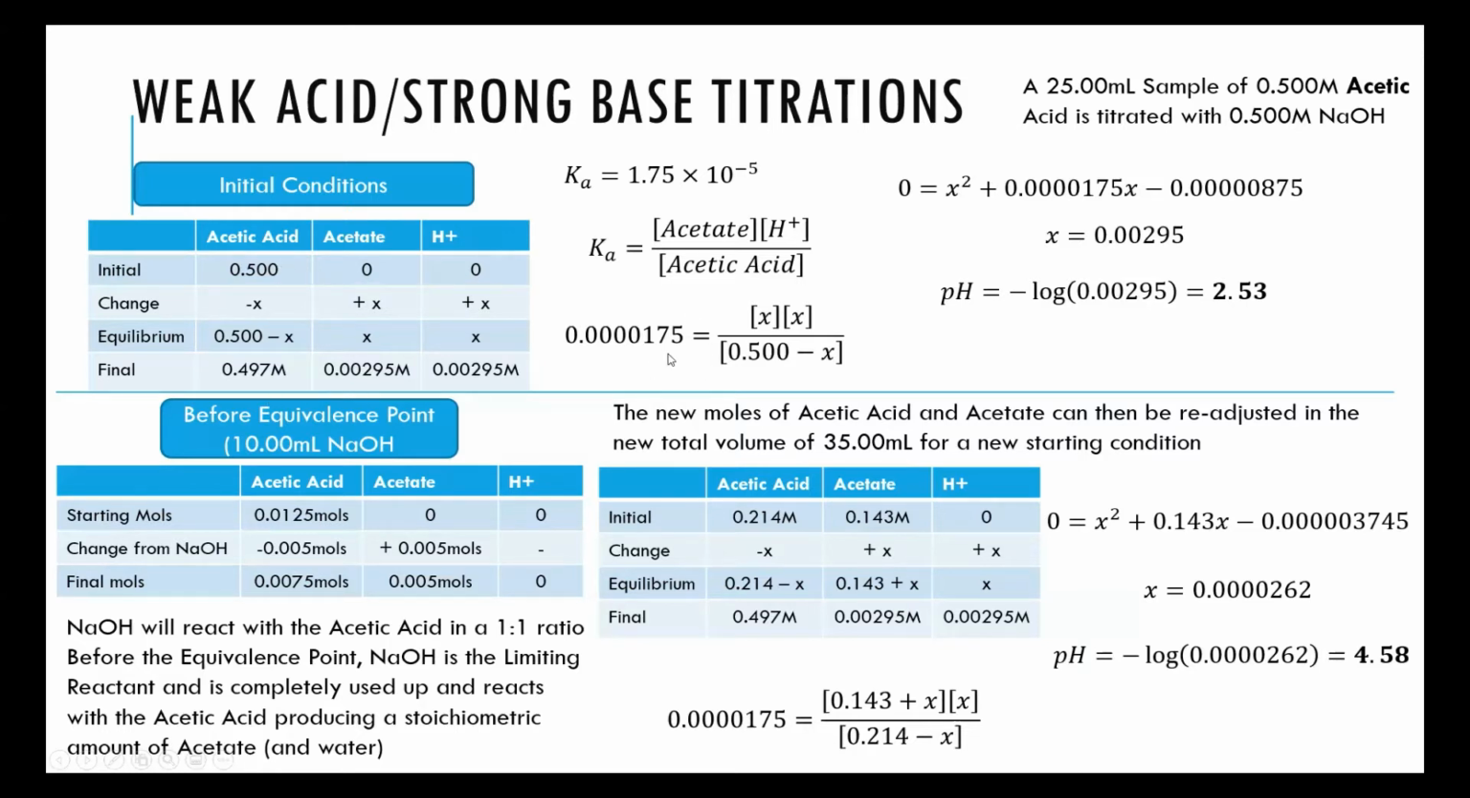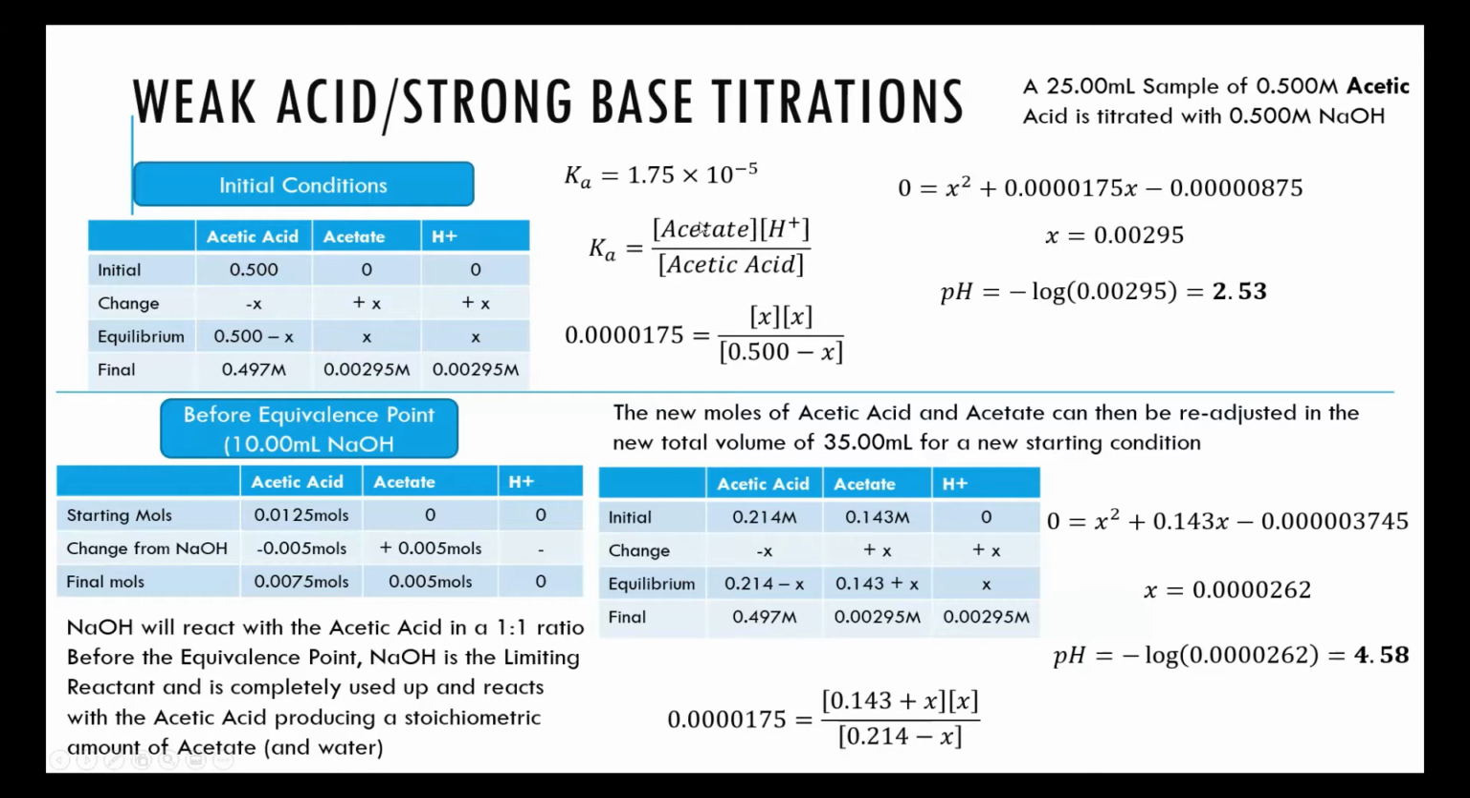So knowing what the Ka of the weak acid is, you could solve for the X value. You'd have the Ka is equal to the acetate ion times the H+, divided by the concentration of whole acetic acid. This is all at the equilibrium.